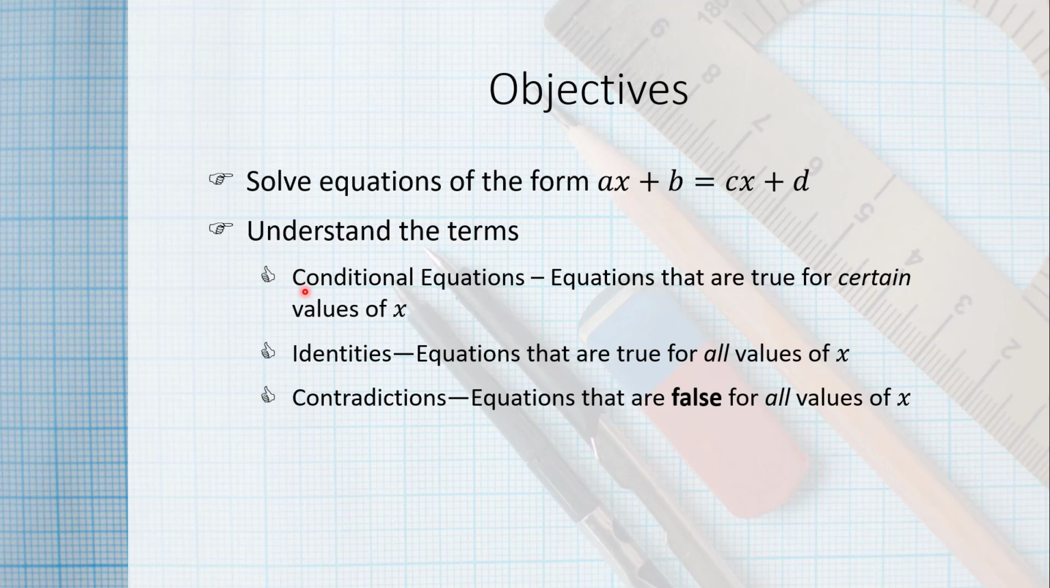Conditional equations are those equations that are true for certain values of x and false for all other values of x. Identities are equations that are true for all values of x, and those come in handy when we study the ideas behind trigonometry. And contradictions are equations that are false regardless of the value of x, and although that sounds a little peculiar, it turns out that the idea of the contradiction is a very useful proofing technique.